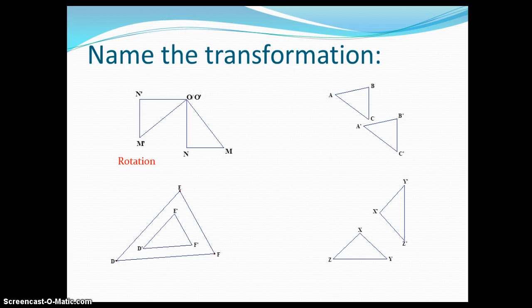The second transformation is a translation. It's been slid. Thirdly, we have a dilation. We have shrunk our original figure. And lastly, we have a reflection, where the line of reflection would split between the two triangles.